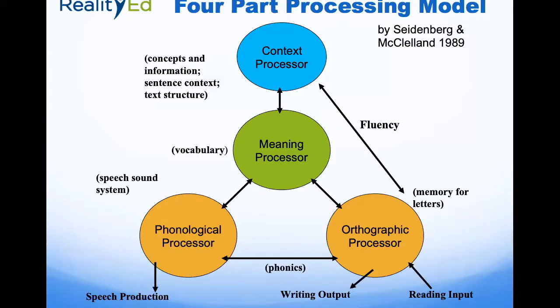This four-part processing model is simplistic, but a great depiction of what's happening in the brain as the reader takes in text. Every circle you're seeing here represents a different part of the brain. And the interactions begin between the phonological processor and the orthographic processor. Those interactions bounce to the meaning processor and the context processor. You're noticing that the arrows don't just point unidirectionally, but bidirectionally, meaning that these parts of the brain are constantly communicating with each other.